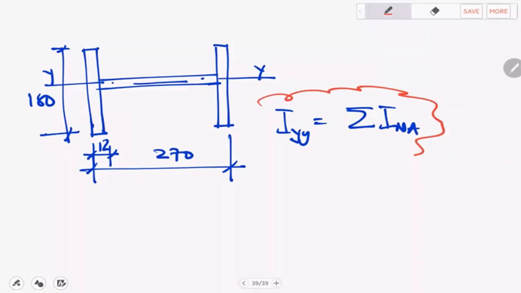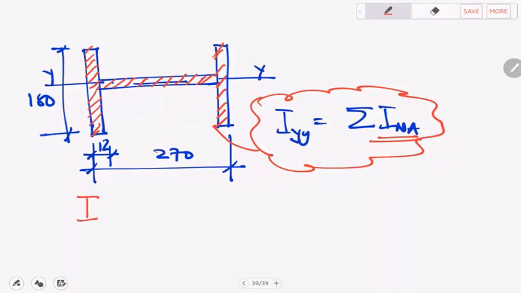If you are given this type of section, like the one I'm showing you here, IYY is going to be the sum of I neutral axis. So what is I neutral axis? I neutral axis for a rectangle is BD cubed over 12. You remember we used this formula yesterday, so we're going to apply it again. We're going to apply this formula for that rectangle, and that rectangle, and that rectangle.